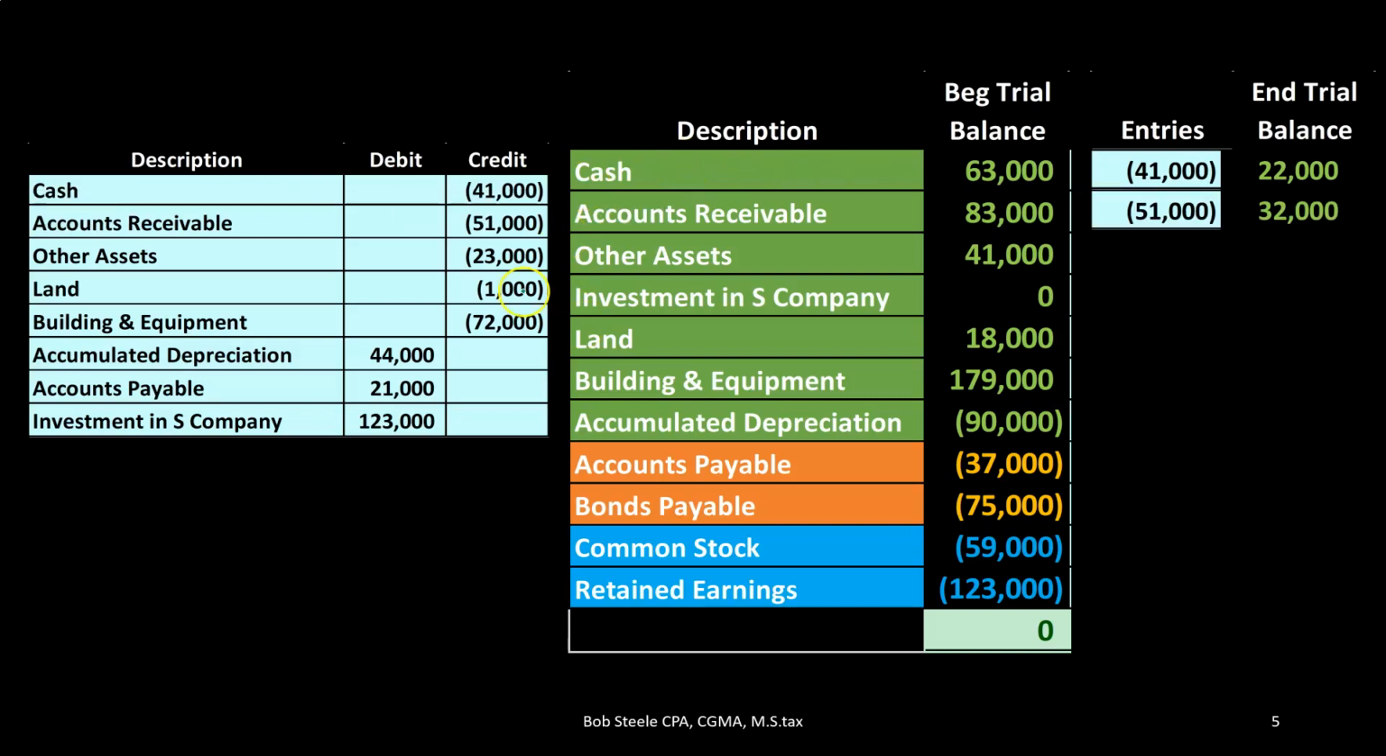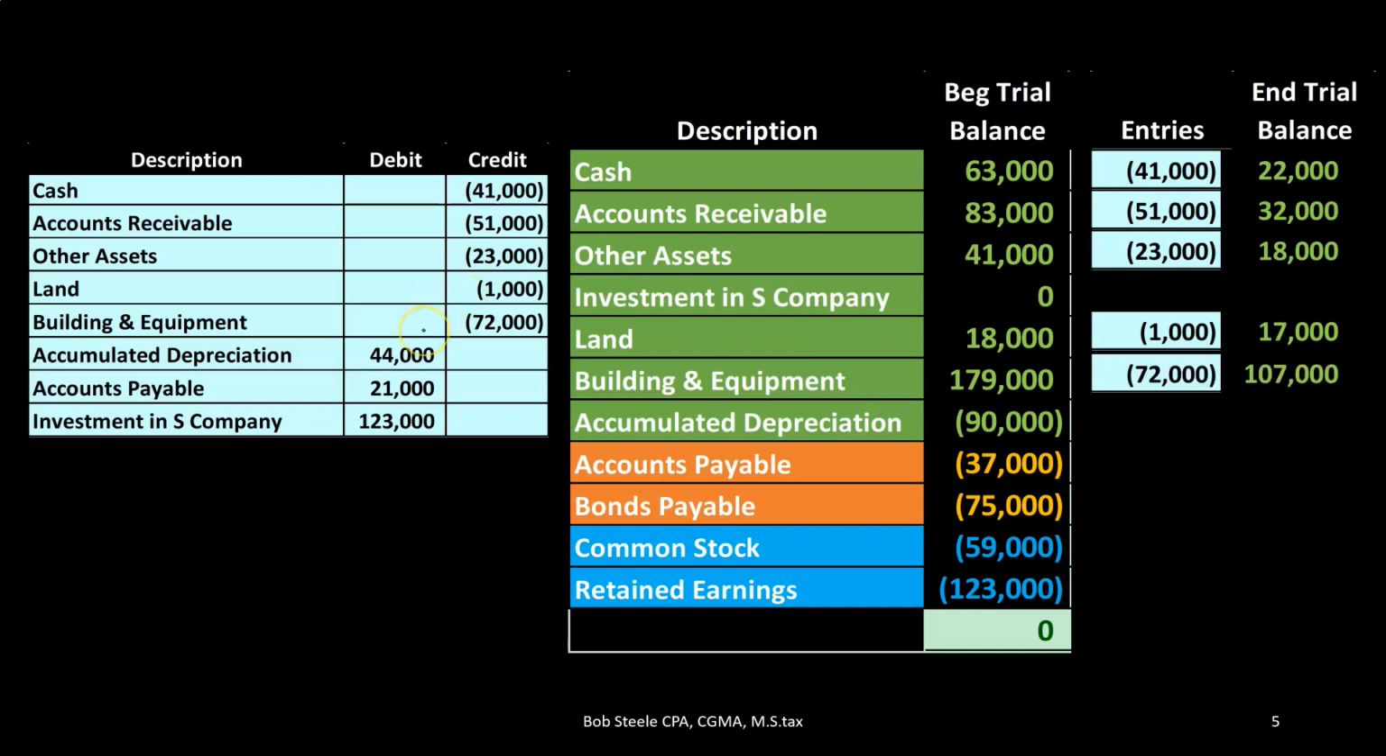I'm just posting this journal entry over here. Of the 51,000, which would leave us in the parent company 32,000. Let's transfer out the other assets of the 23,000, leaving us with 18,000. And I'm going to skip down to land here. Let's transfer out the land at the 1,000, leaving us with 17,000. We'll transfer out the building and equipment, 72,000, leaving us with 107,000. And then the related accumulated depreciation going down.